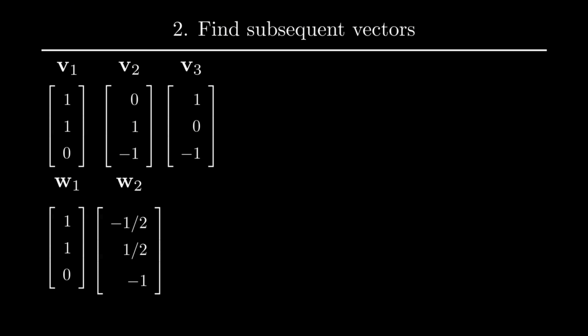Now we have found W2. You can check that W2 is indeed orthogonal to W1 by dotting them and making sure that you get 0. This will help you make sure that you're on the right track.